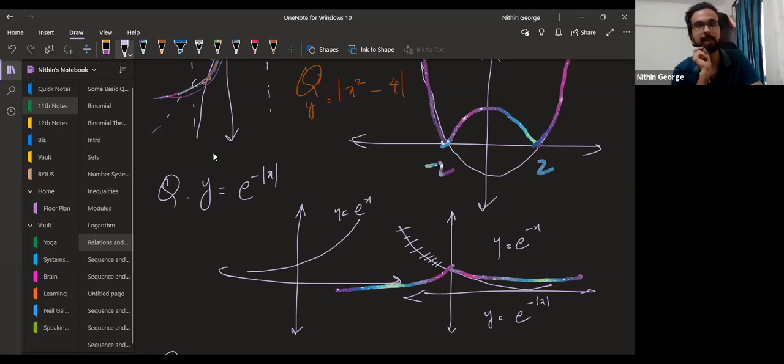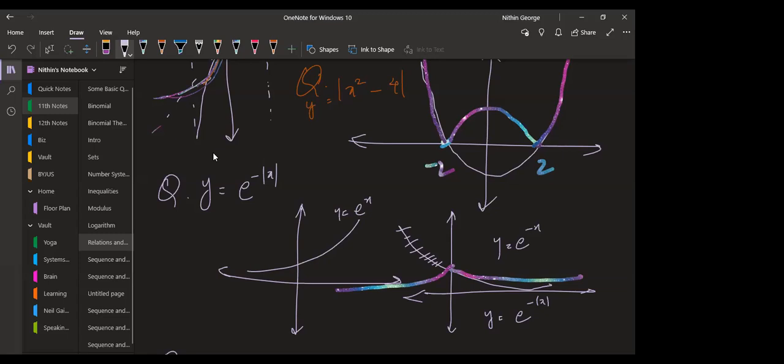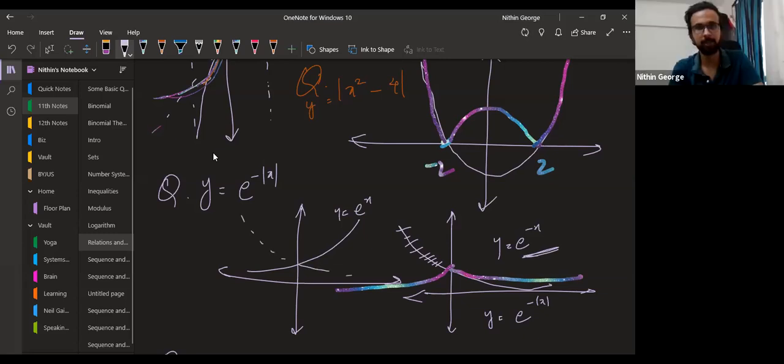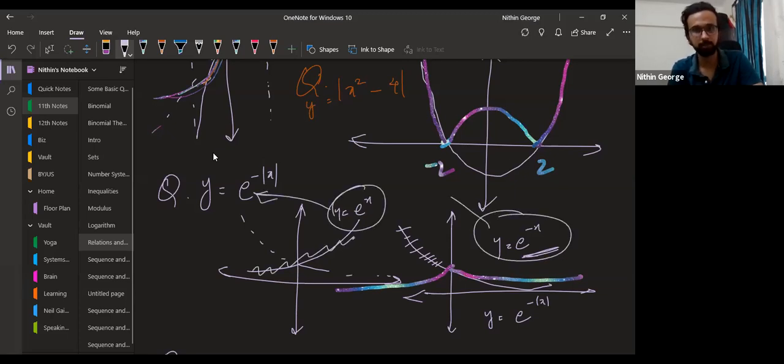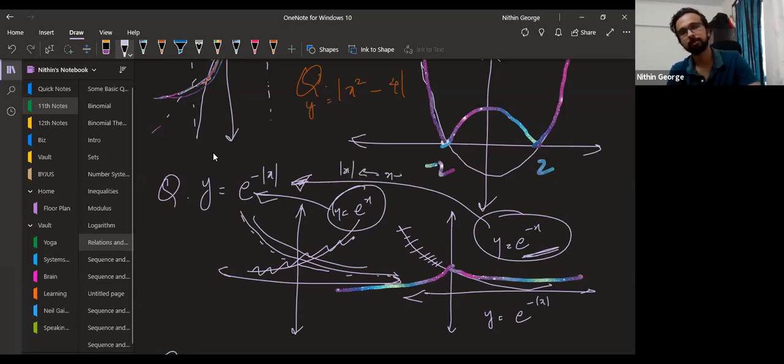So from e power x, I moved on to what do I move on to? E power minus x. Because then I just mirror it here. I know this is not closest to this. This is closer to this. Once I have the shape of this graph, which is like this, I can just add a mod to x. Here to here, it's nothing but x becoming what? Mod x. All right. Got it?